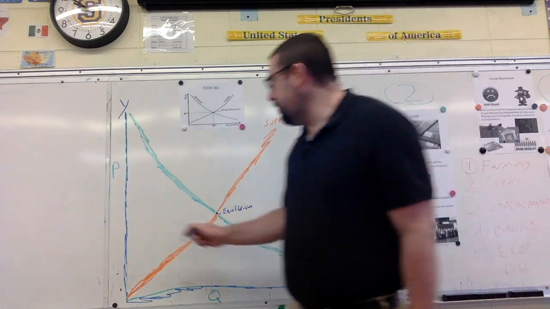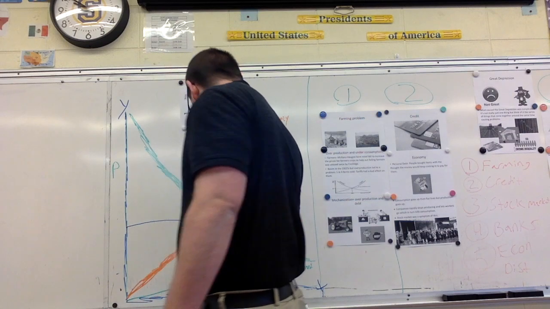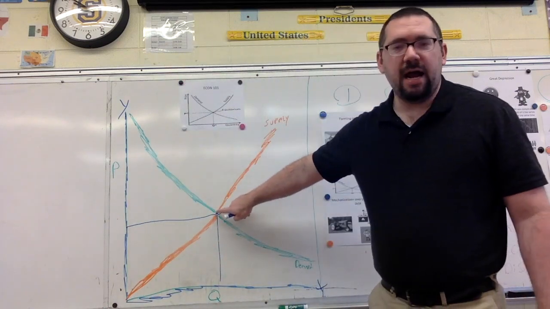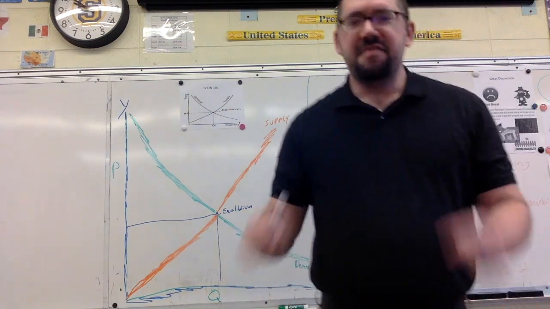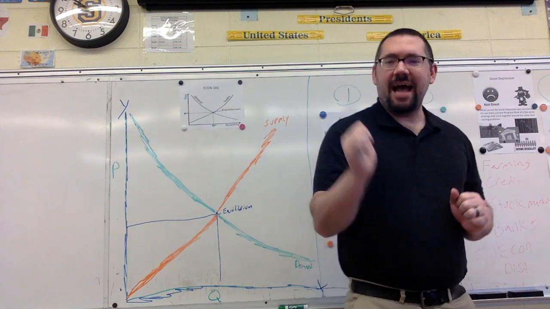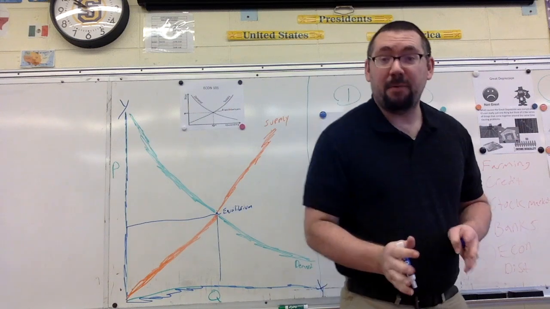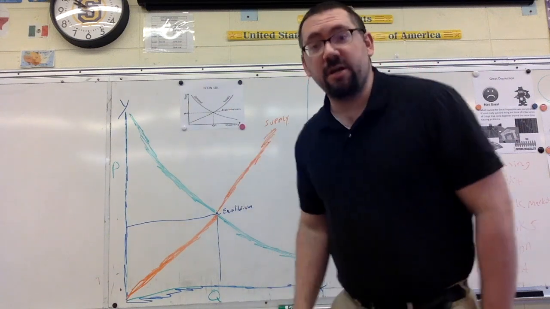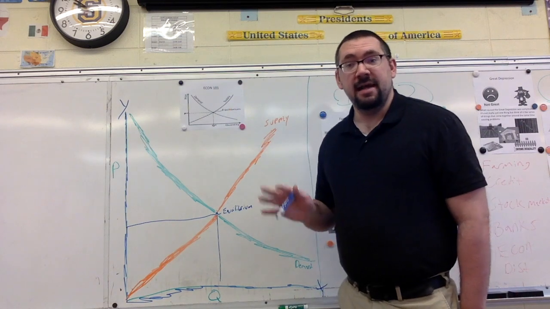The goal of any business is to meet right in the middle, right where those two lines hit: the equilibrium. This is where you are producing the exact amount of product and selling it at the exact price where you don't have a shortage or a surplus.